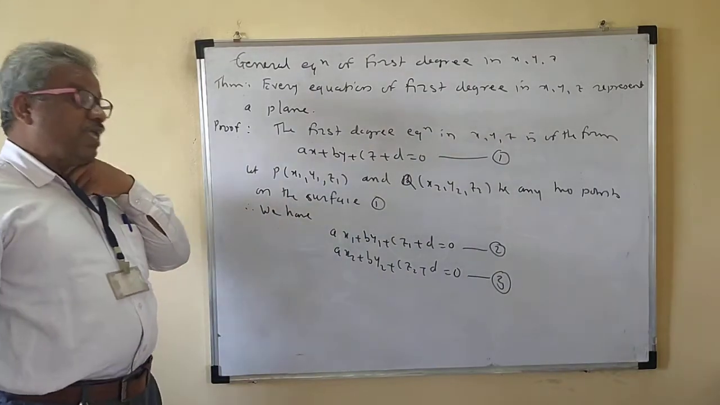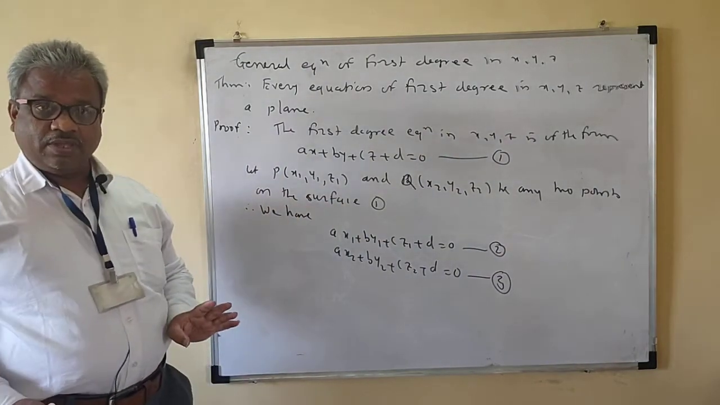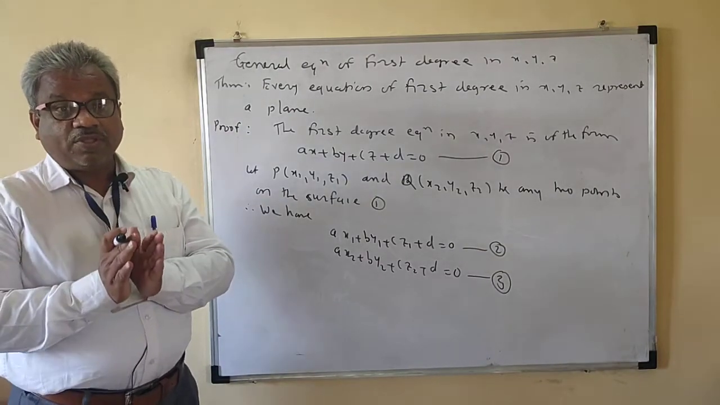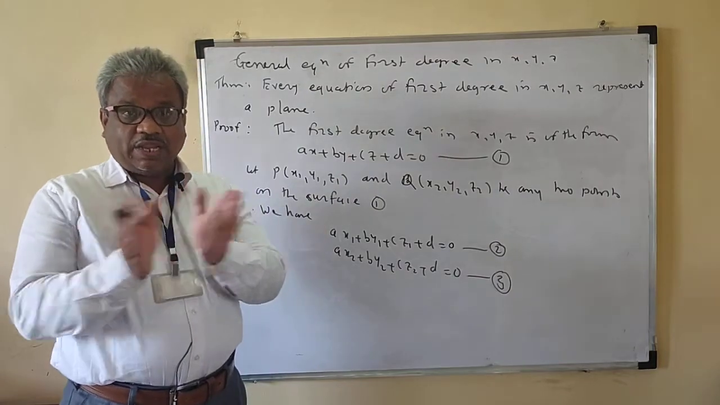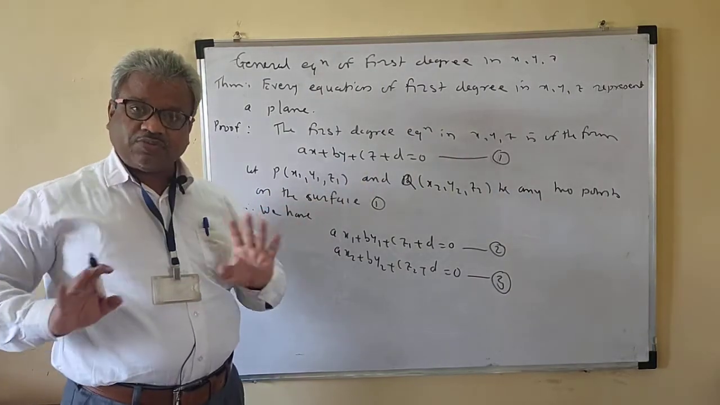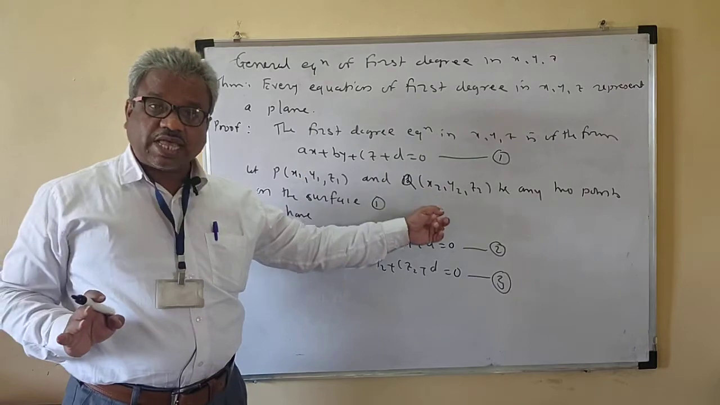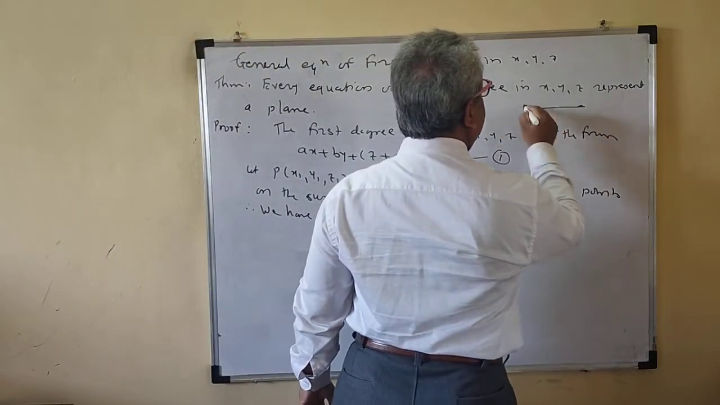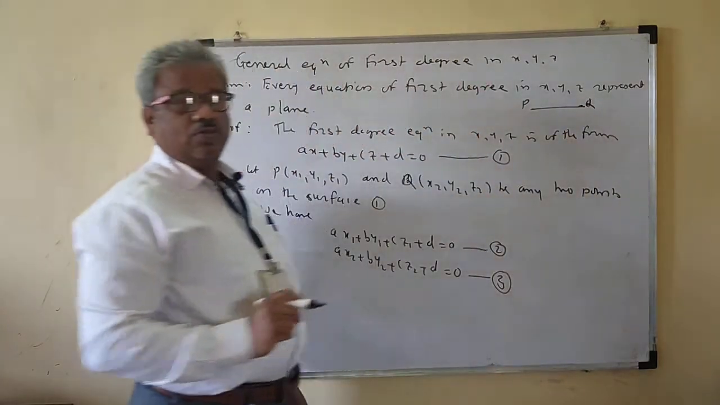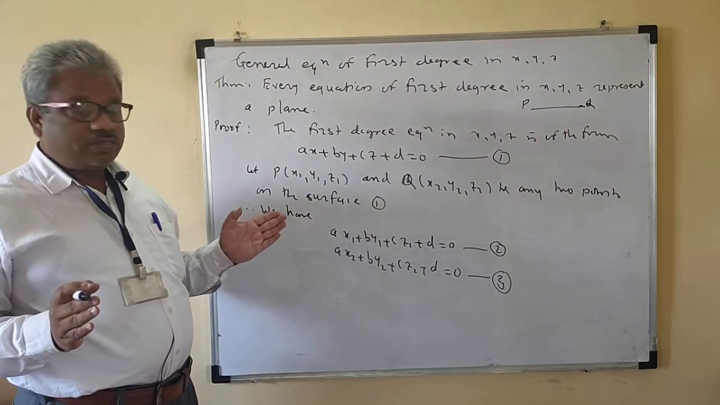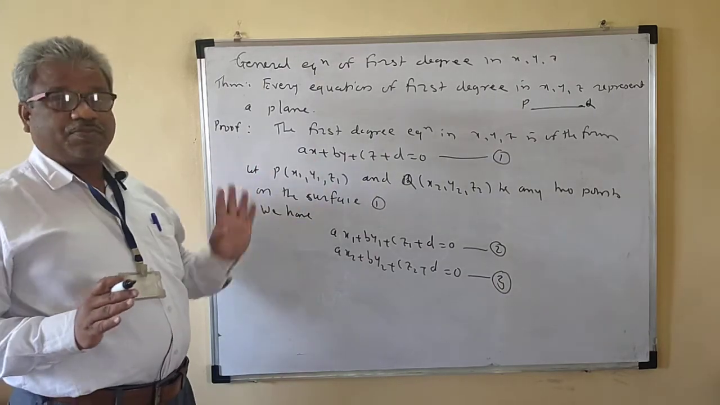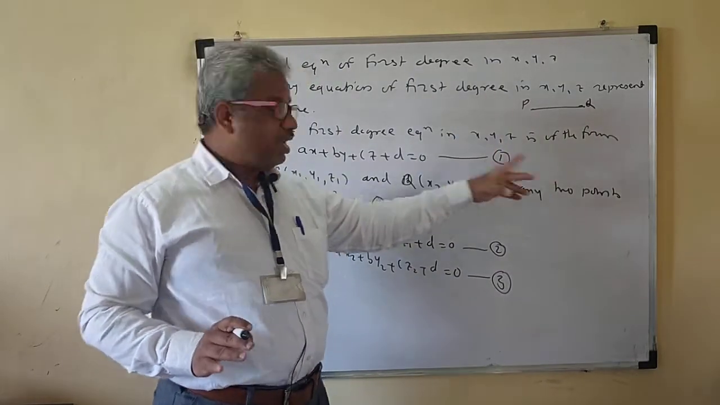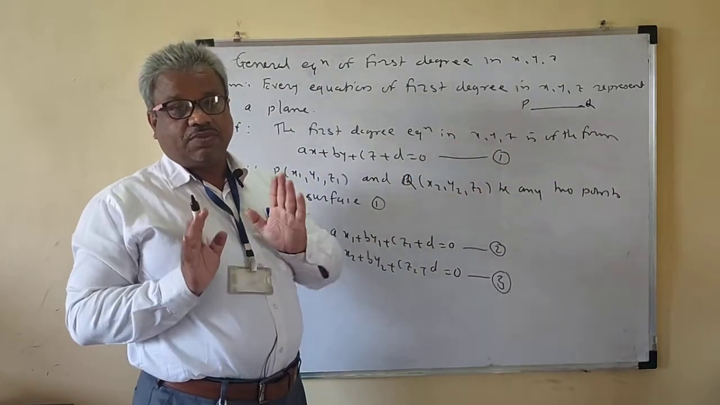Because they lie on the plane, they are points on the plane, which means they satisfy the equation of the plane. What is our aim? We want to prove that equation 1 represents a plane. These are any two points we have taken. So what we have to do? The segment joining any 2 points P and Q lies on the surface 1. That means every point of the segment satisfies equation 1. This we want to prove.